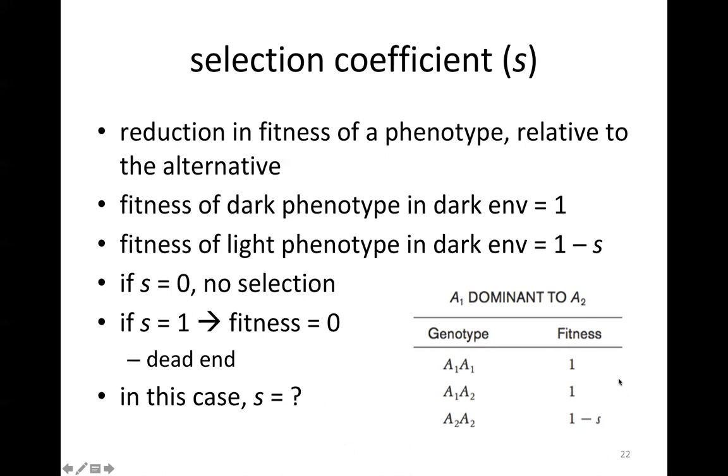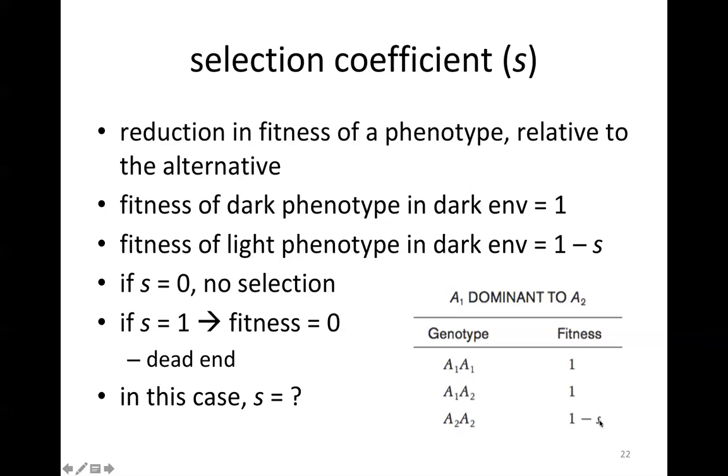And here is a table showing us the genotypes and the fitness effects given. Here you see that A1 corresponds to dark, you can imagine it represents the dark allele and it's dominant, so the heterozygotes also have fitness 1, although they carry only one copy of the dark allele. Only homozygous light color mice have fitness 1 minus S. So here what would be S?